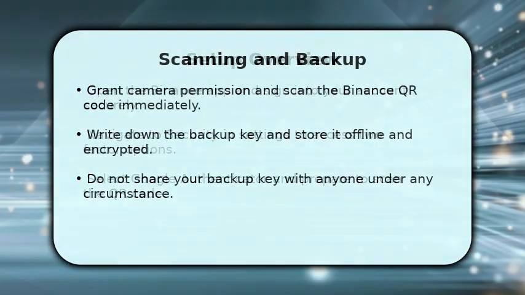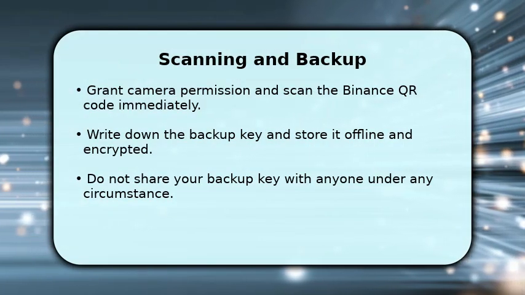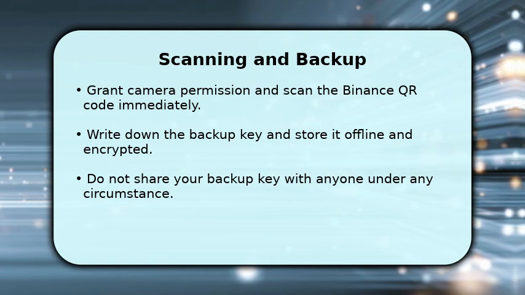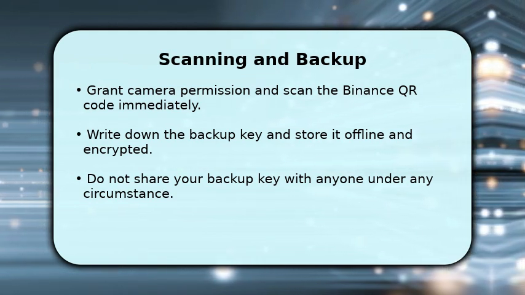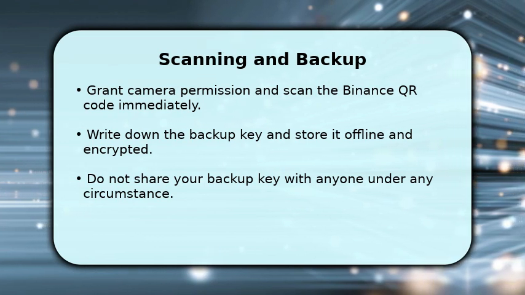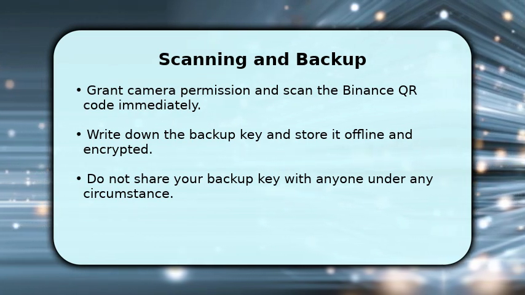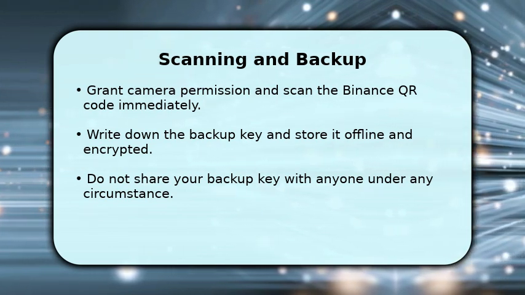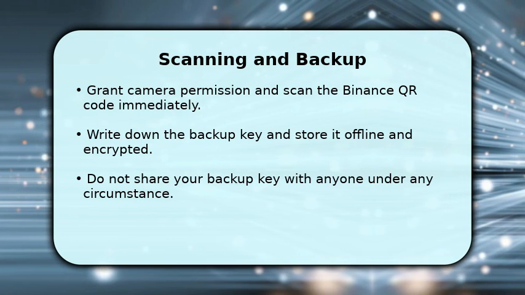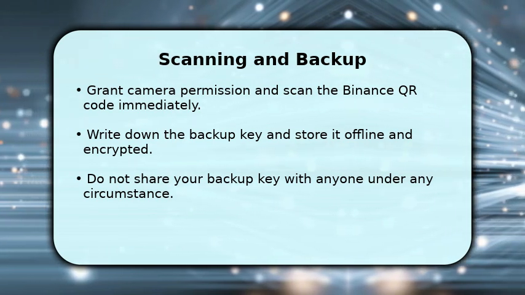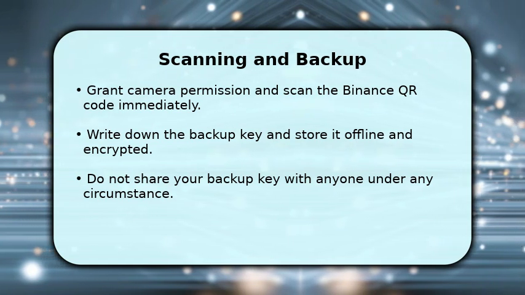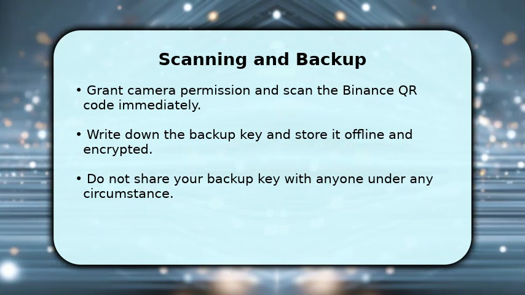reliably. Start by granting the app camera permission so Google Authenticator can scan the Binance QR code. When the key appears, copy it exactly and store it offline, like in a locked notebook or encrypted file. Avoid digital photos or cloud notes without encryption. After saving the key, enter the generated 6-digit code into Binance to link your account, then test a logout and log in to confirm the two-factor setup functions correctly.